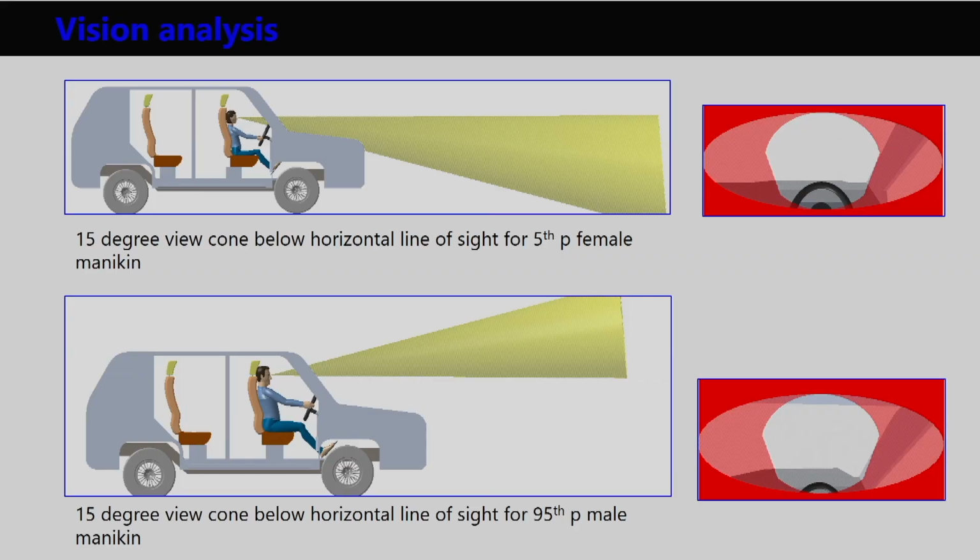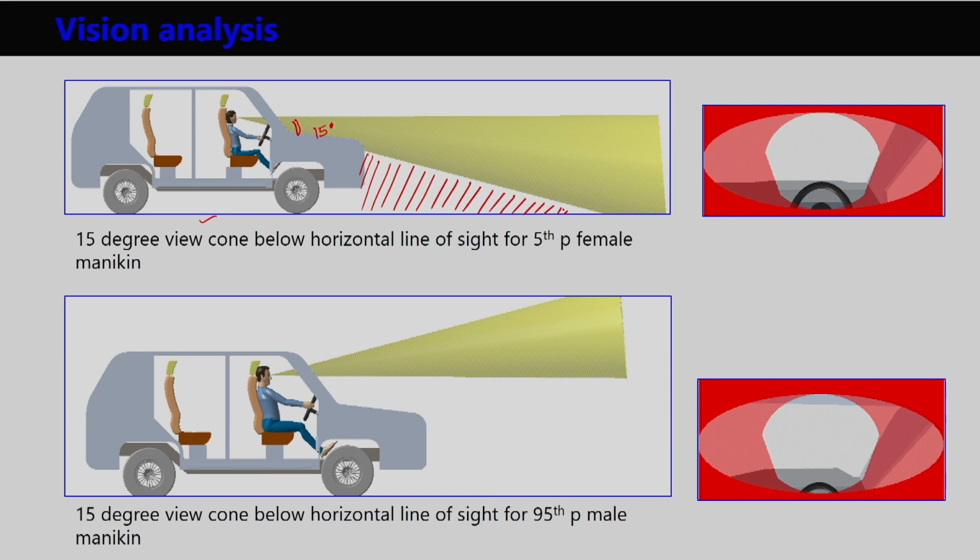Now, here are some examples of how we can use digital modeling software and vision analysis tools for vehicle inside or outside visibility evaluation. So, we can create a 15 degree view cone. Here in this top example, we have positioned a 5th percentile female mannequin, and we are showing that for the 5th percentile female mannequin at least 15 degree downward visibility below the horizontal eye level should be there above the bonnet, so that she can see the road properly. In this particular example, this is the zone in front of the vehicle which is not visible for the driver.